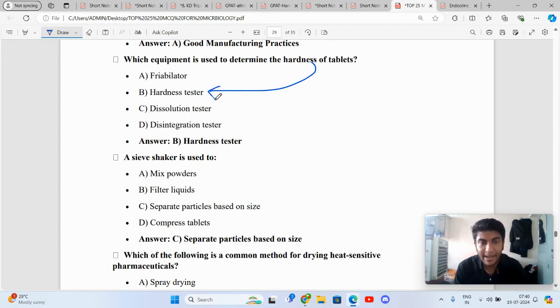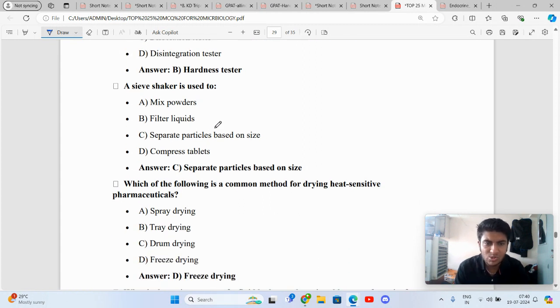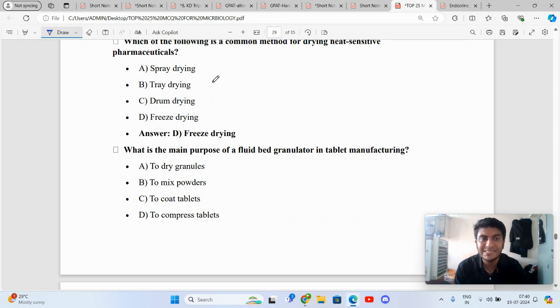Hardness can be determined by a hardness tester, while abrasiveness can be determined by friability. A sieve shaker is used to separate particles based upon the size. Which of the following methods is based upon the drying of heat sensitive pharmaceuticals? So, heat sensitive pharmaceuticals are basically freeze dried. You freeze dry them because they're heat sensitive, so you cannot apply any heat source.